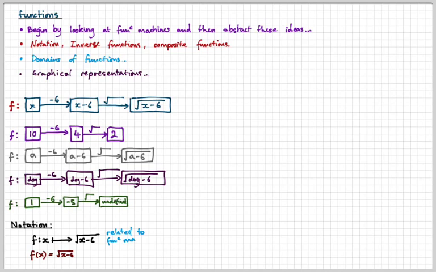Okay, so you can see how the black writing there is related to function machines. The name is f. x here is the input. This is what goes into the function, and then the square root of x minus 6 is what comes out. Okay, so this is the notation explained.